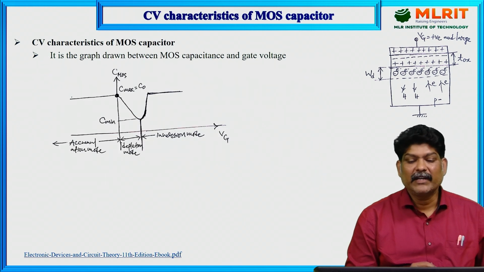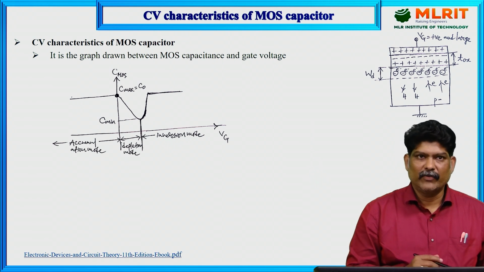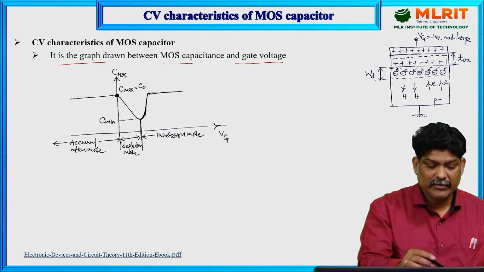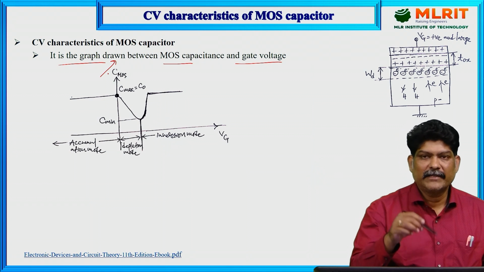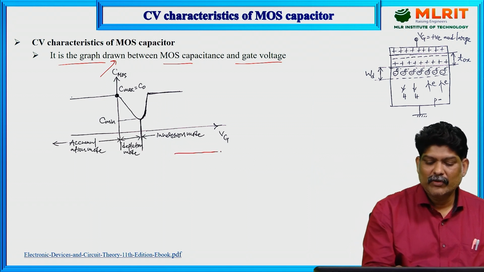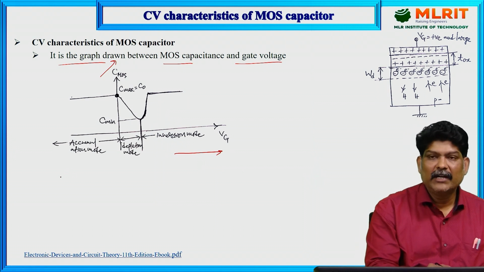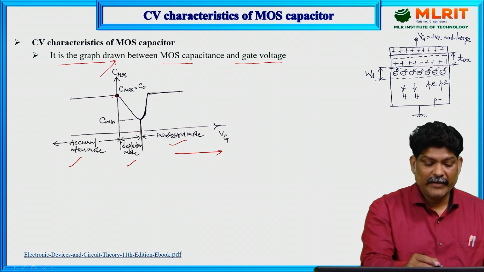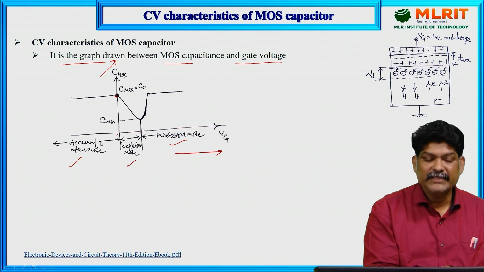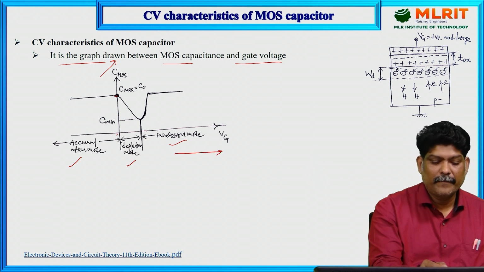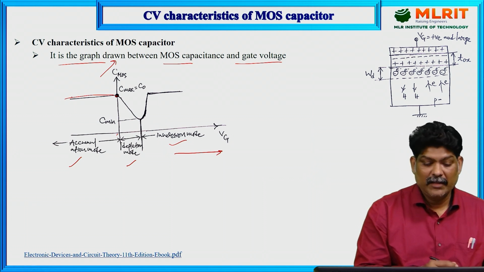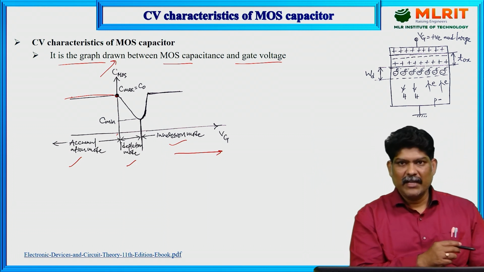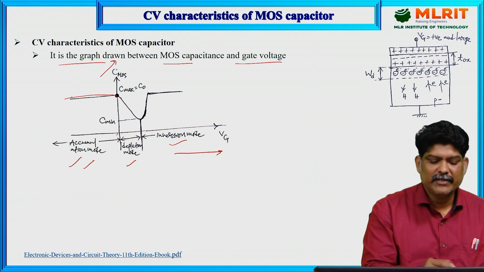Coming to the CV characteristics, capacitance versus voltage. Here is the graph drawn between MOS capacitance and gate voltage. We take the MOS capacitance on the y-axis and the gate voltage on the x-axis. If you observe, there are three different operating modes: accumulation mode, depletion mode, and inversion mode. When the gate voltage Vg is negative, we have a constant capacitance, C max equals C_o. MOS capacitance is equal to oxide capacitance when Vgs is negative. That is called accumulation mode.